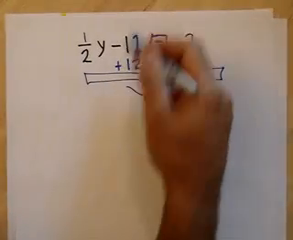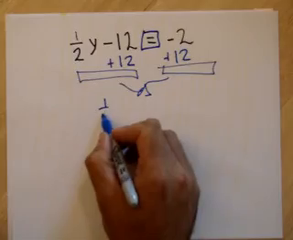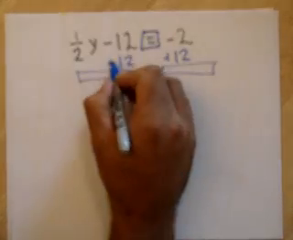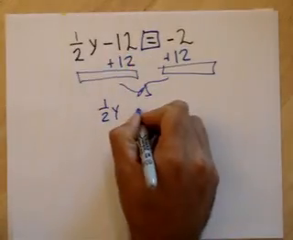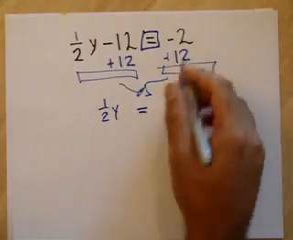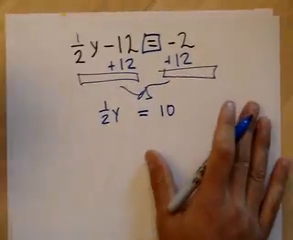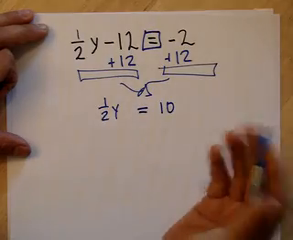A negative 12 and a positive 12 cancel each other out. I end up with just 1/2 y. Well, you can think of the plus 12 undoing the minus 12. And over here, negative 2 and positive 12 is 10. I'm almost done. Now I can divide both sides.